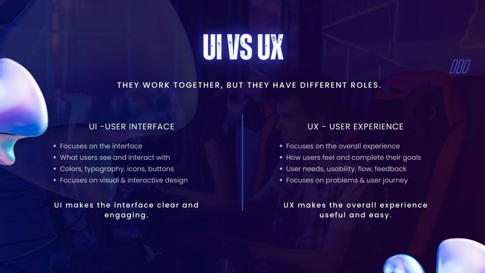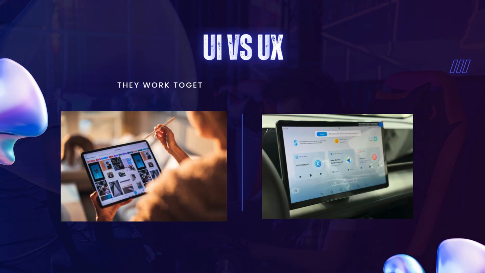Okay, let's understand. So now that we've seen the example, let's put UI and UX side by side. UI, or user interface, focuses on the interface itself. Things like colors, typography, buttons, icons, layout, and interactions. UX, or user experience, focuses on the overall experience, understanding user needs, making the product easy to use, planning the user journey, and solving usability problems. So the roles are different, but they work closely together.